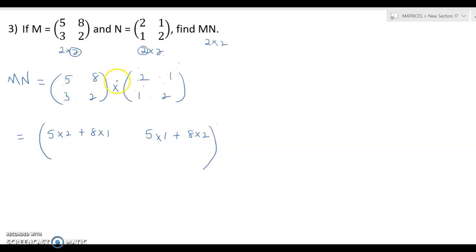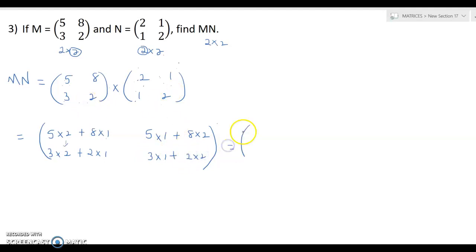And then 3 by 2, this is the second row, first column, right? So 3 by the 2, again, you see the number repeated, the second number, plus 2 by, it should be 1, right? So you see it is 1. And now second row, second column, 3 by 1 plus 2 by 2.